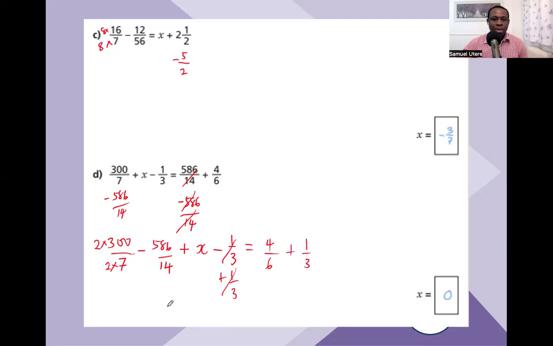So I'll now have, when I finish, 600 minus 586, I think that should be 14. So I'll have 14/14, which is a whole. And then when I finish, I would subtract whatever I get from here from both sides. Whatever result I get from here, I would add or subtract, and then that will give me x. When you finish this, your value will be 0.